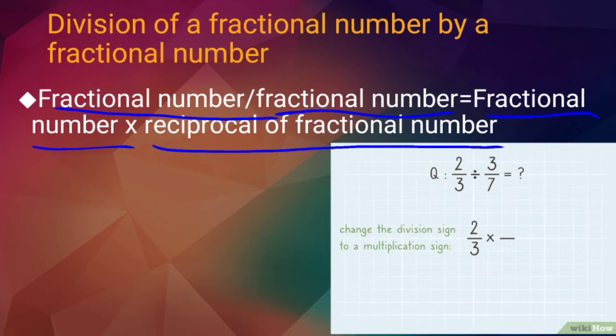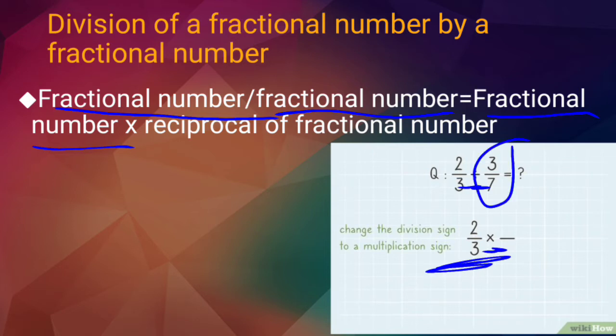I'm taking this example that is given in this picture. 2 upon 3 is a fractional number, divided by another fractional number. Then what will you do? You just write the first fractional number as it is, change this division sign to multiplication, and take the reciprocal of this 3 upon 7. If you interchange the numerator with the denominator and the denominator with the numerator, it becomes 7 upon 3.